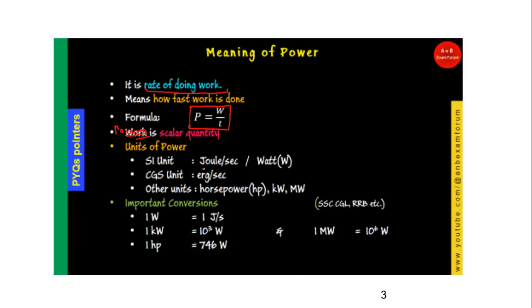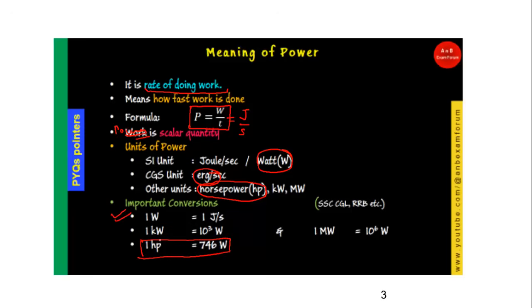The common unit is joule per second; the unit of work is joule, time is second, so joule per second. But another very important unit is watt. You have to remember the unit of power. In CGS it is erg per second, and the other units are horsepower, megawatt, kilowatt. Horsepower is the traditional old unit, and conversions are commonly asked in the exam. The popular one is 1 horsepower equal to 746 watt.